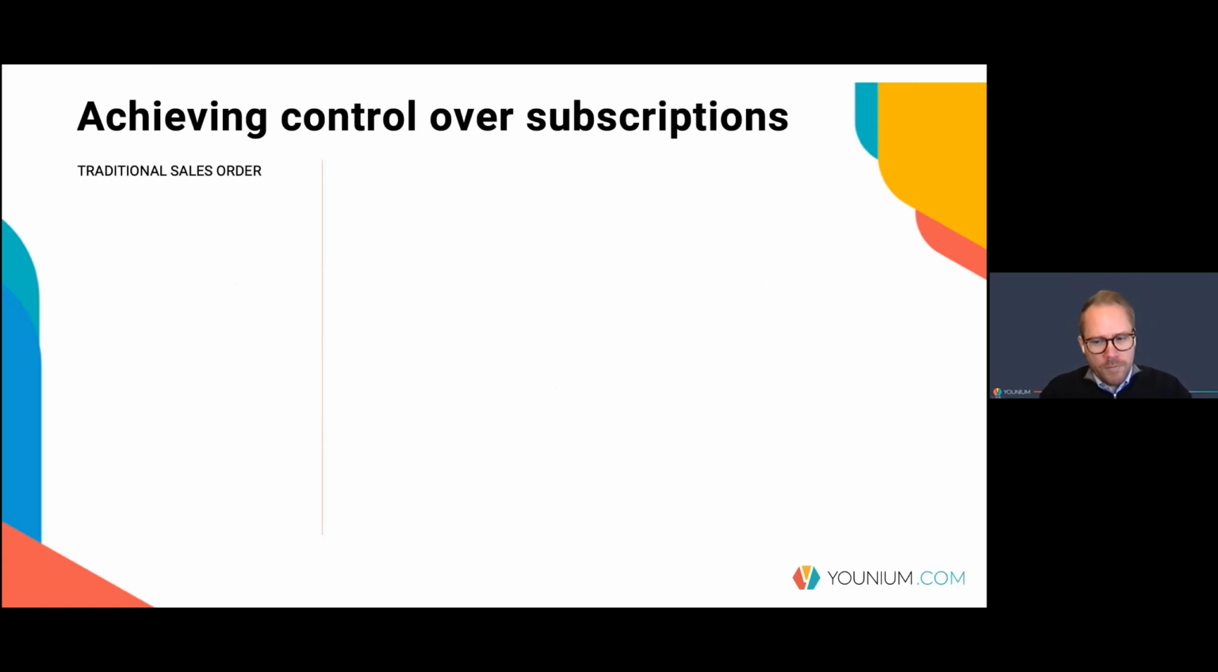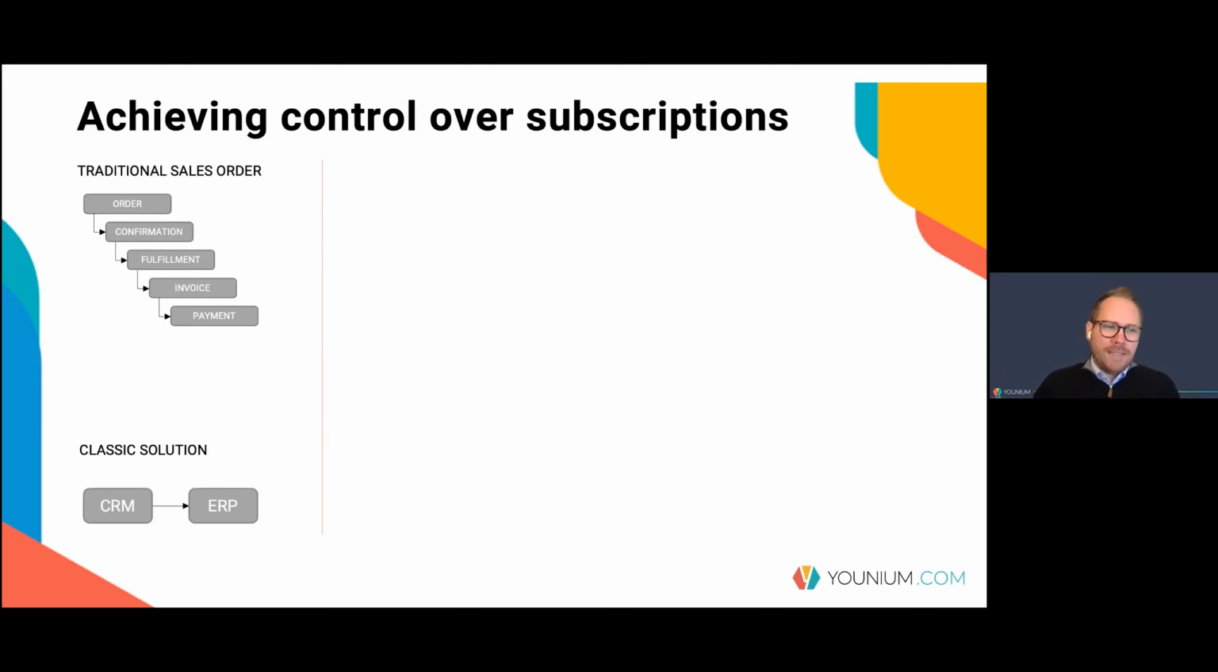And for presenting this, we will start with the traditional order to cash flow, the traditional sales order. You have an order, you get an order confirmation, you fulfill or ship something, typically goods. You have the perfect information for doing the invoice, you get your payment, and then it's done, and we can move on to the next. So the classic solution was: we start doing the business in the CRM system, and when we get to a signed order, we push it onto the ERP system and do everything there.